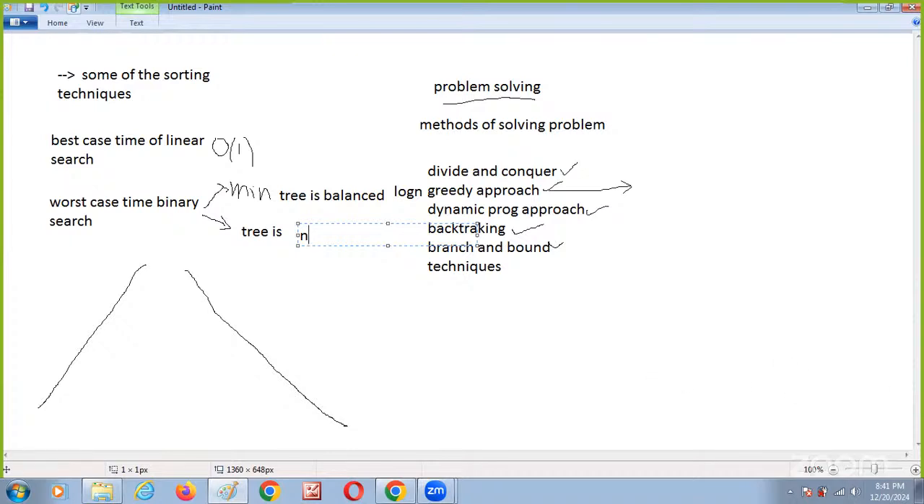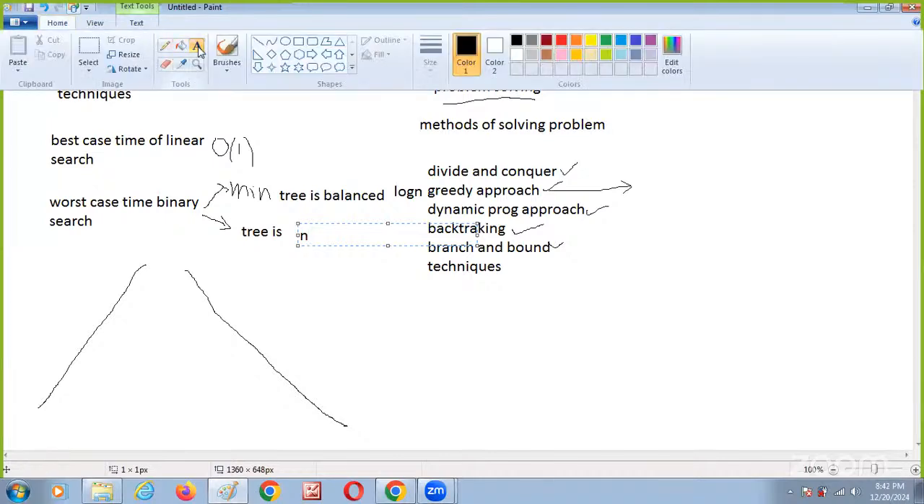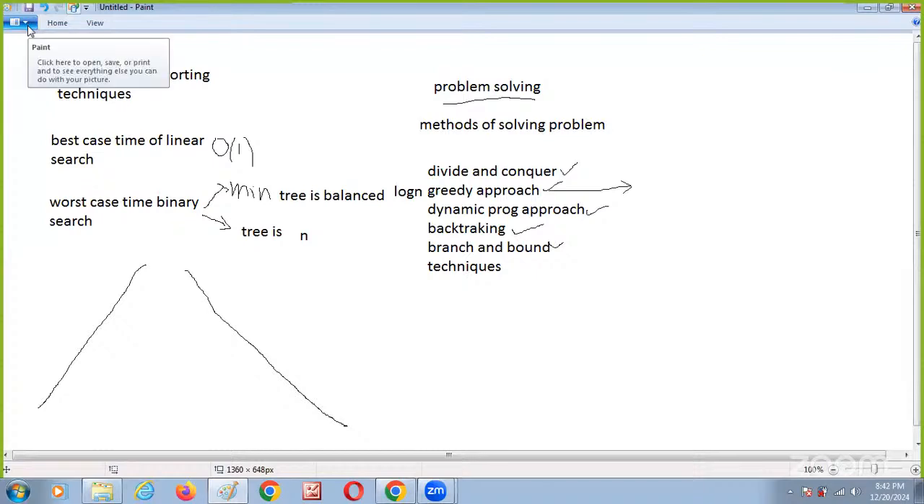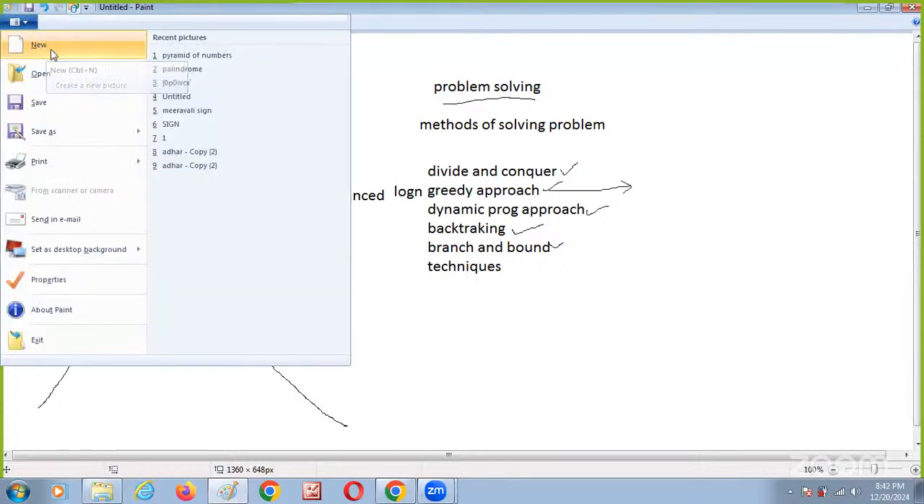So let me go to some of the sorting algorithms, and we will see that some sorting algorithms can be solved using one of these methods, and we will try to find out the time complexity for those particular problems also. Let me take some problems.